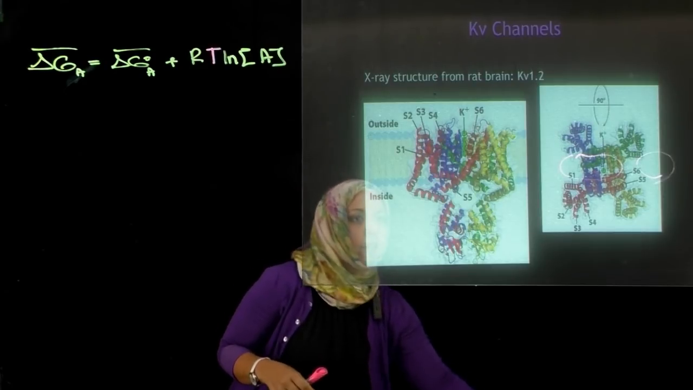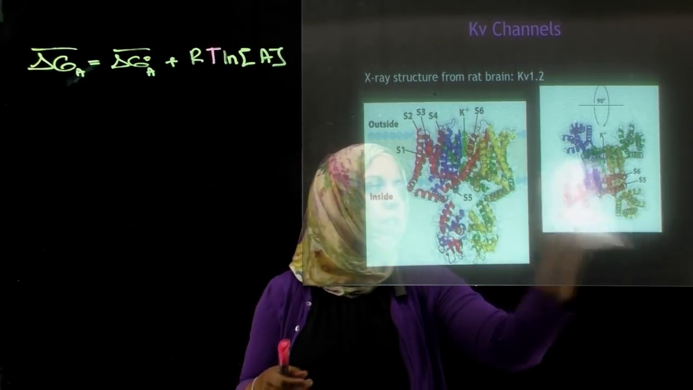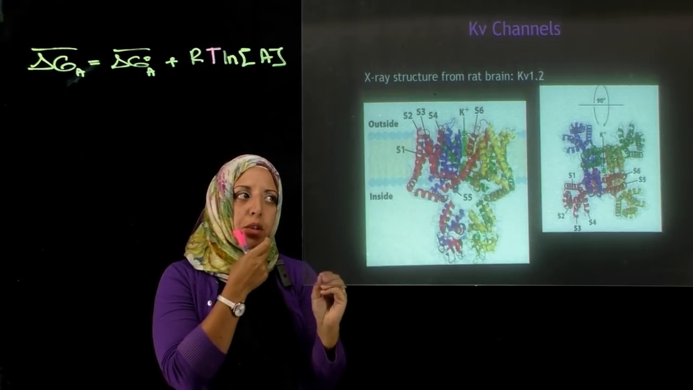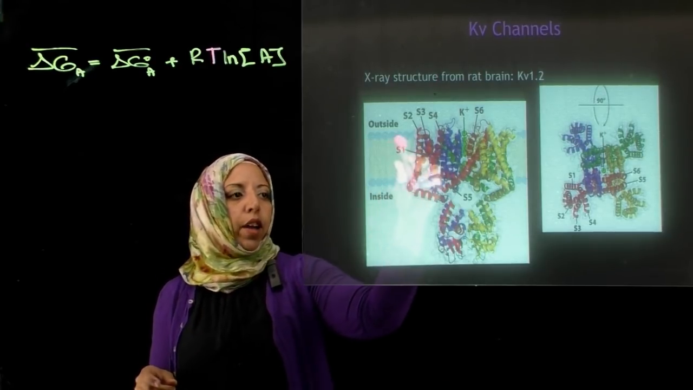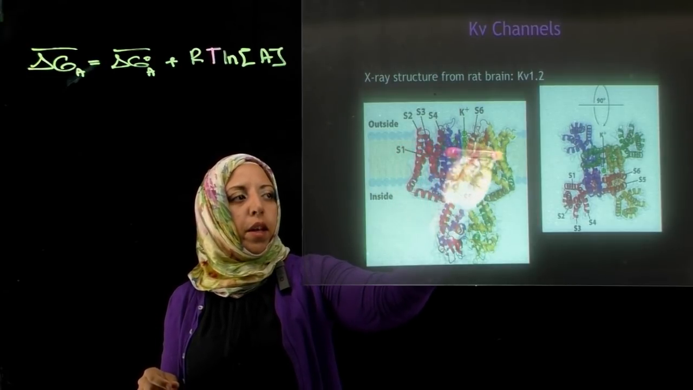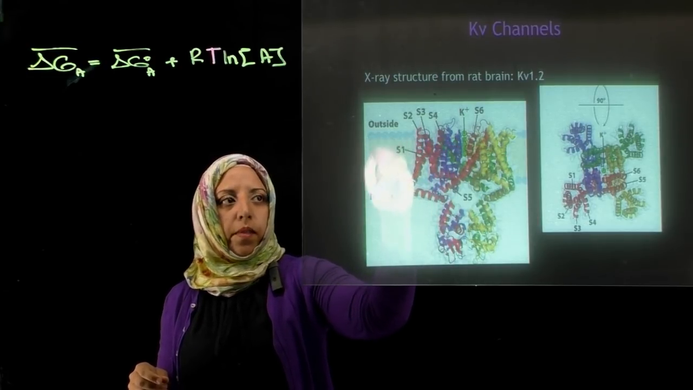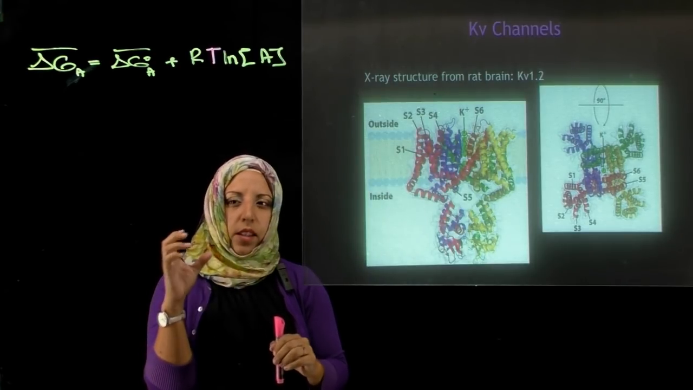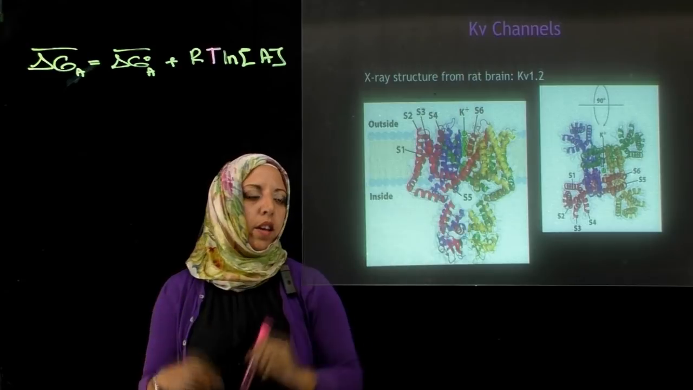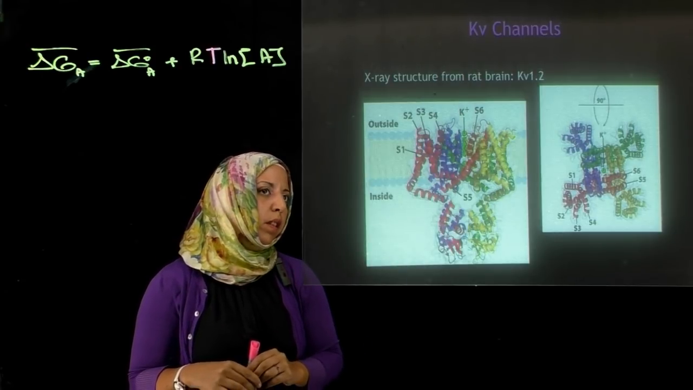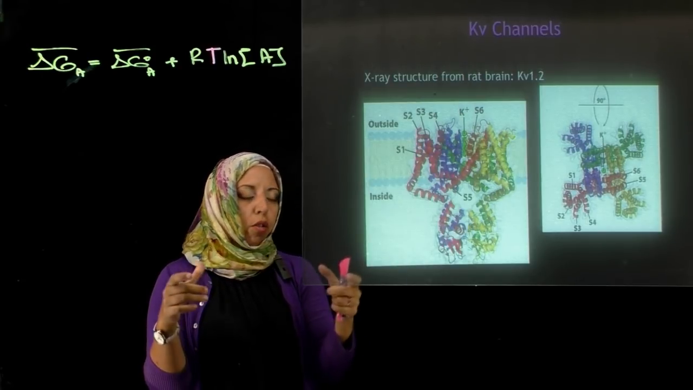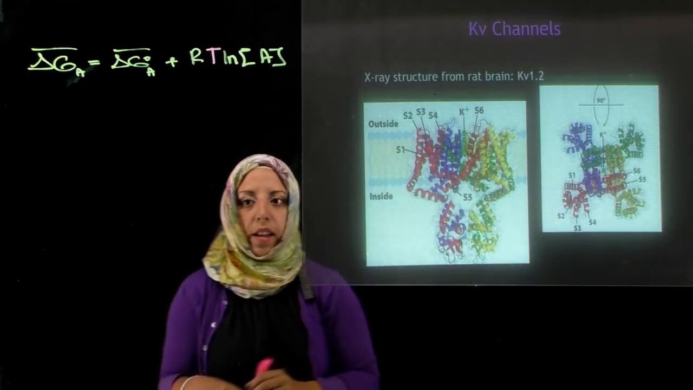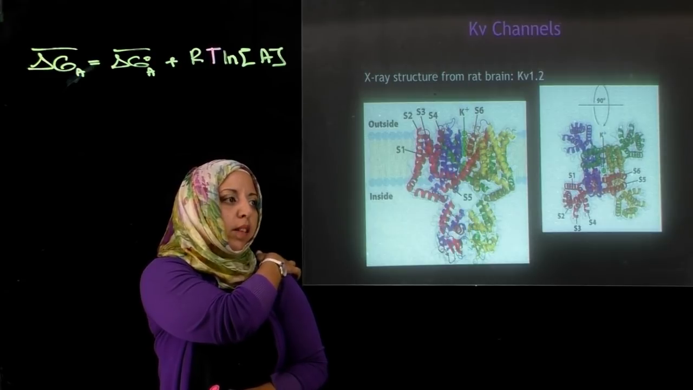So here's just another example of that Kv channel and how it is a tetramer composed of 4 identical subunits. Its alpha helices span the lipid bilayer, and its T1 domain is on the cytoplasmic side. And all 4 subunits form that inner channel for potassium to pass through.